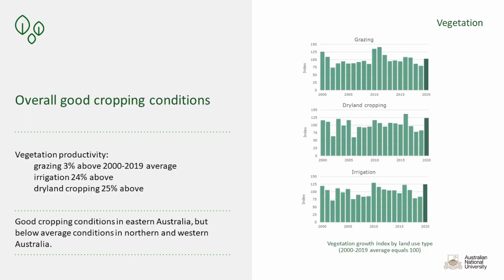Overall, cropping conditions were good, while grazing conditions were about average. When we look at vegetation productivity, in grazing land it was 3% above the 20-year average, in irrigation it was 24% above it, and in dryland cropping 25% above it, so good conditions there, particularly in East Australia. However, there were still below average conditions in Western Australia.